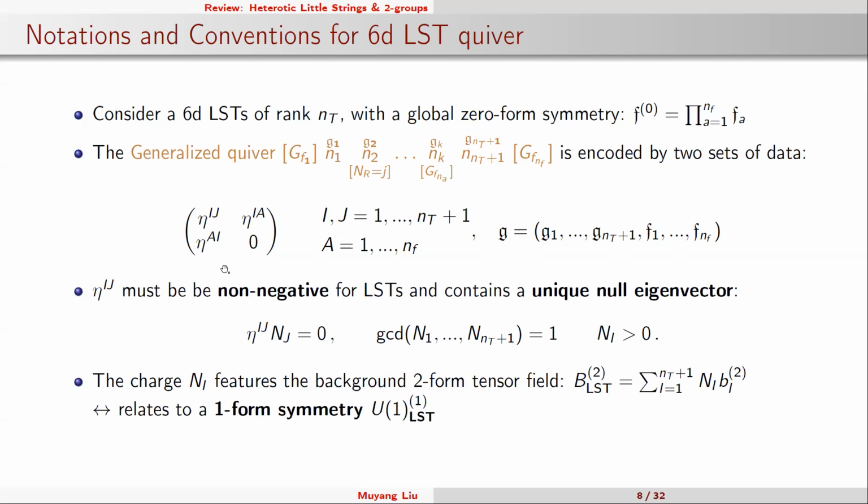In particular, eta ij is very important because it must be non-negative for the string series, and it contains unique null eigenvectors, where the eigenvector will be associated to a string charge Ni that features the background two-form tensor field. And these two-form tensor fields will relate to the universal one-form symmetries of the strings.